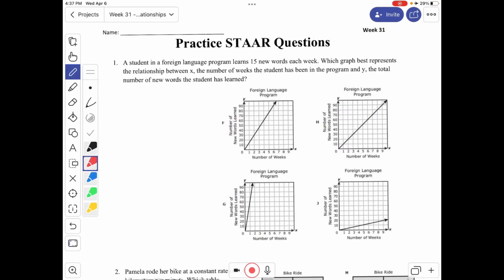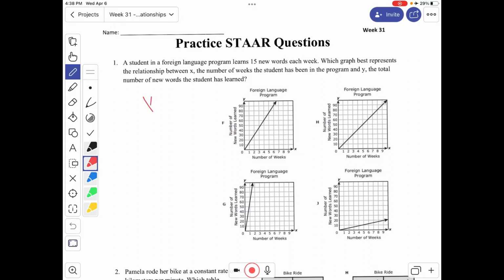Today we're covering practice STAAR questions, and I'm only going to give you some hints on how to set them up. You're going to have to think and try to figure out the problems by yourself. Number 1, a student in a foreign language program learns 15 new words each week. Which graph best represents the relationship between X, the number of weeks the student has been in the program, and Y, the total number of new words the student has learned?